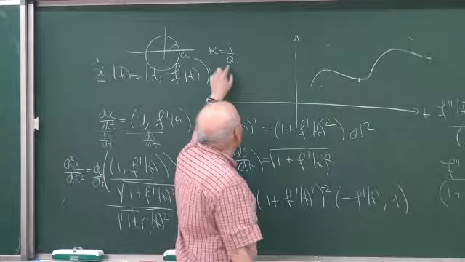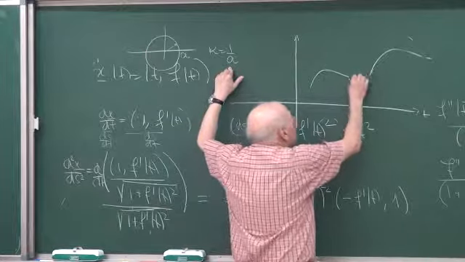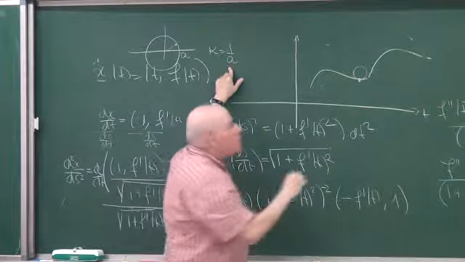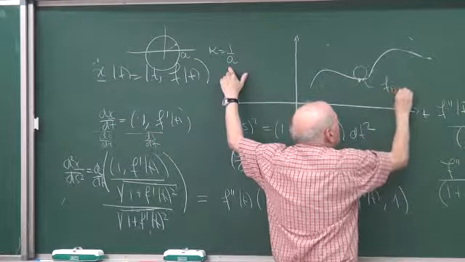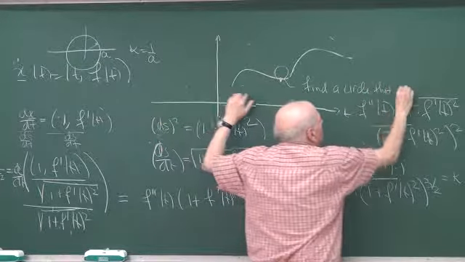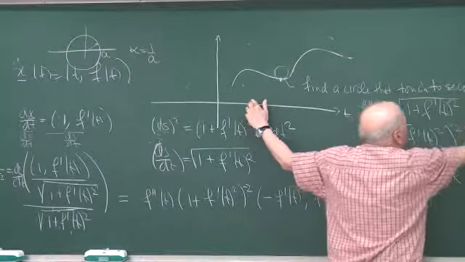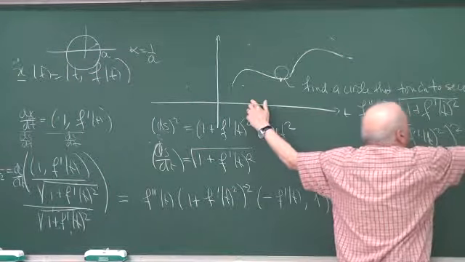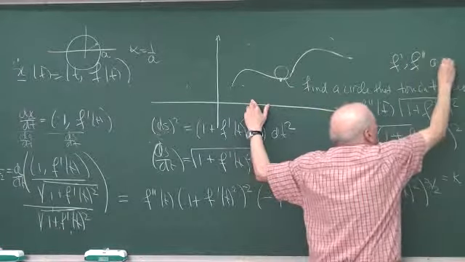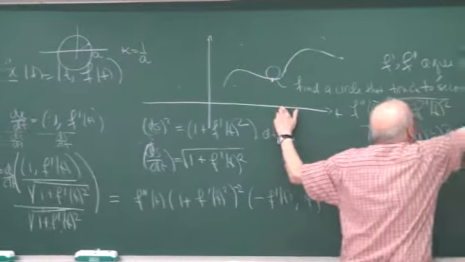Okay, so we know that the curvature of the circle is 1 over a. So the answer, it's not a quiz as I said, is find the circle that fits to second order. So find a circle that touches the curve to second order. What does second order mean? The first derivative and the second derivative agree at that point. Here's the point P.